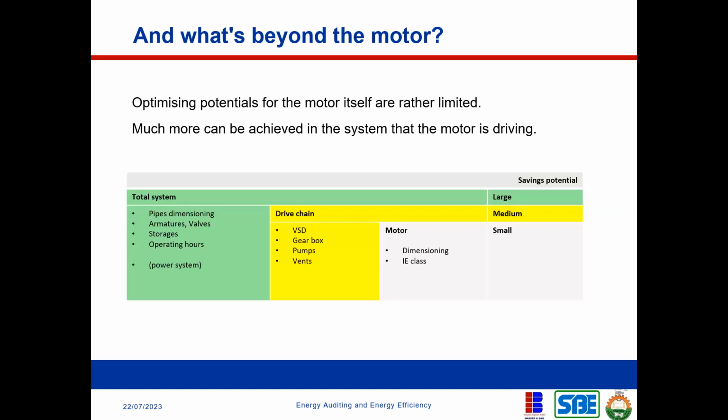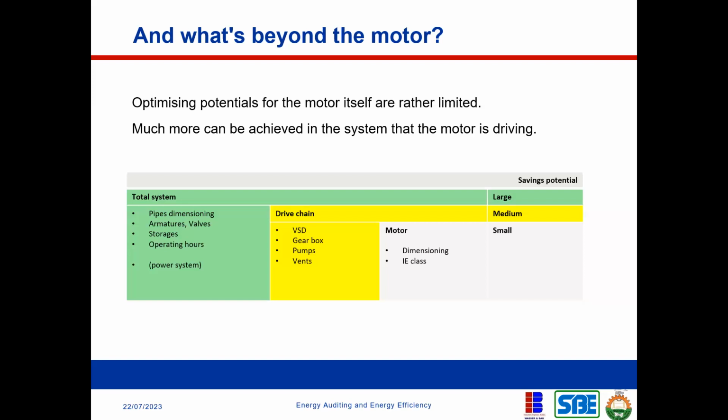So what is beyond the motor? Remember when I talked about motor systems, sometimes you might not save so much money by buying a higher efficiency motor. You save a greater portion of the money by what the motor is driving: how you manage the load, the output from the motor, and all of those things that the motor is driving. The optimizing potential for the motor itself is rather limited. Much more can be achieved in the system that the motor is driving. Remember, I told you that the motor is just driving some equipment. If you go to industry, you see some moving equipment, you might not see the motor. The motor is somewhere driving that equipment. So you might want to optimize those things that are being driven.